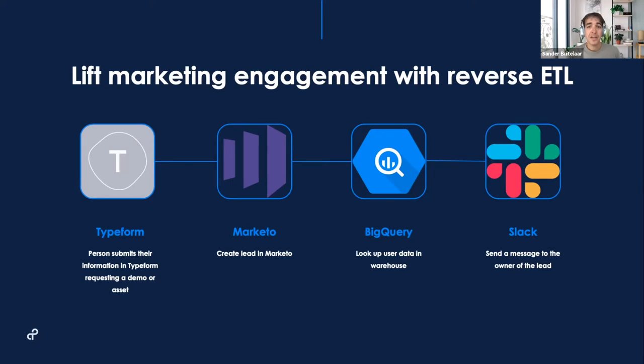What we'll see today is how we can get user information through a form on our website. In this example, we'll use Typeform, where a person adds their information when requesting a demo. We then create the lead in Marketo, send that data to BigQuery, a data warehouse. With that user information in the warehouse, we can use it in our marketing nurture flows. So for instance, we want to send a specific sales email or sales emails to people in sales in our database. We can do that. Finally, we're going to alert the specific owner of the lead in Slack.